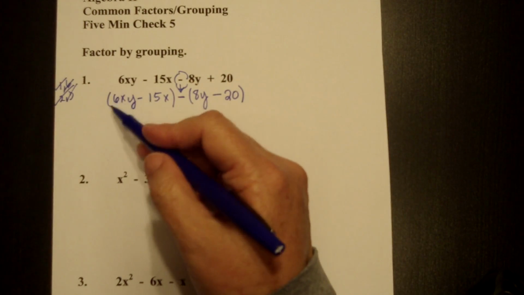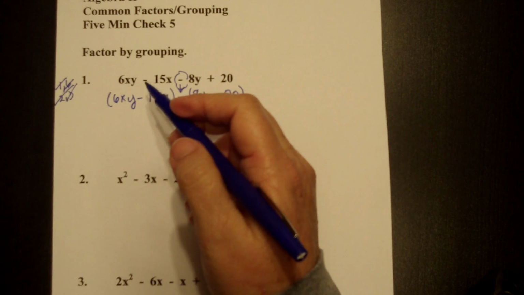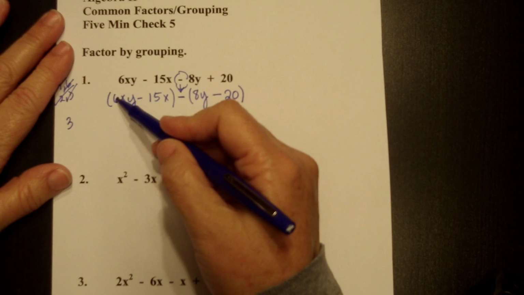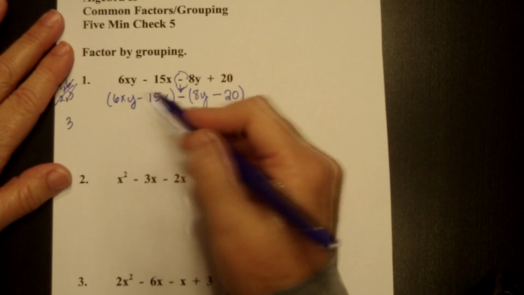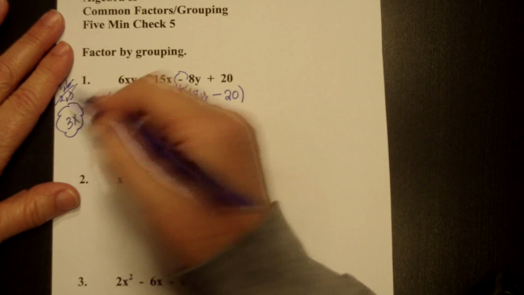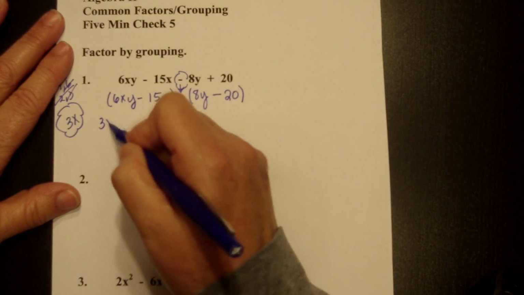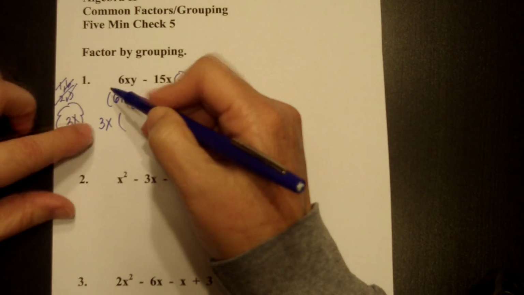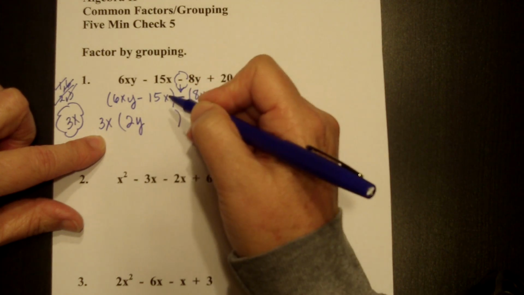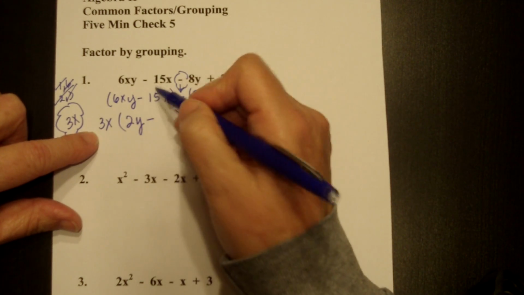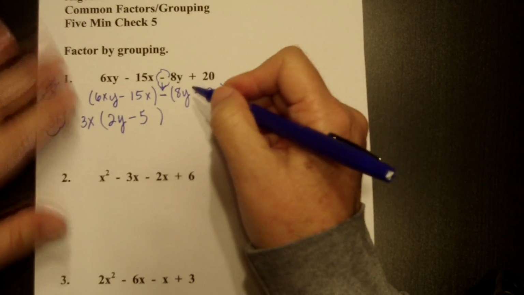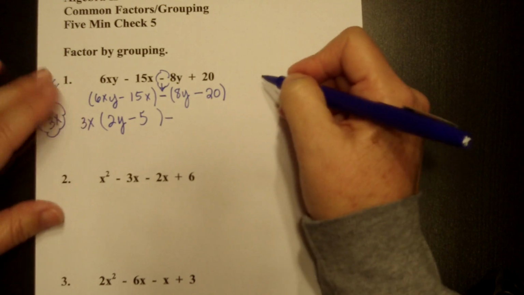Okay, so what is common to 6 and 15? Okay, let's see. 6 doesn't go into 15, but 3 does. Okay, so 3 goes into 6 and 3 goes into 15. Is there an X in both? Yes. There's not a Y in both. So my greatest common factor for this first part is 3X. Okay, you should be getting pretty good with this. So 6 divided by 3 is 2. X's will cancel out. I'm left with a 2 and a Y. All right, 3 goes into 15, 5. The X's cancel out, so this part's finished. Okay, now I'm going to write my minus sign down, and now we're going to look at 8 and 20.